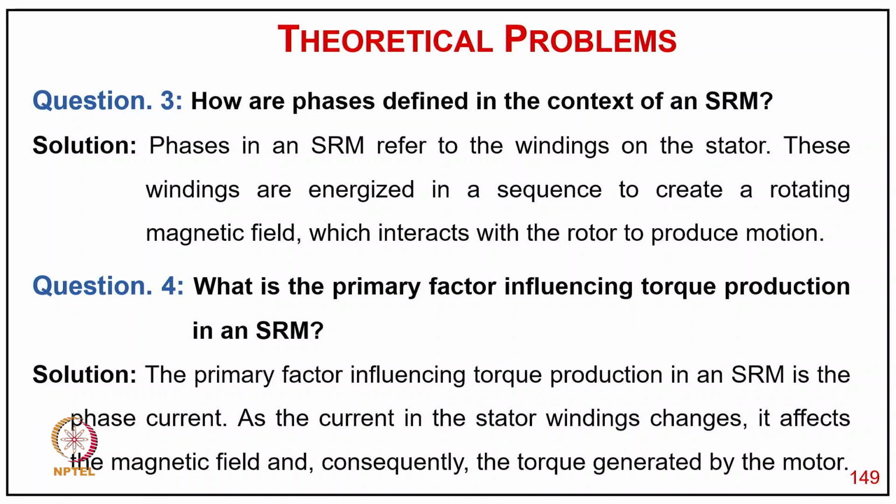Question 4: What is the primary factor influencing the torque production in SRM? The primary factor influencing the torque production in SRM is the phase current. As the current in the stator winding changes, it affects the magnetic field and consequently the torque generated by the motor.